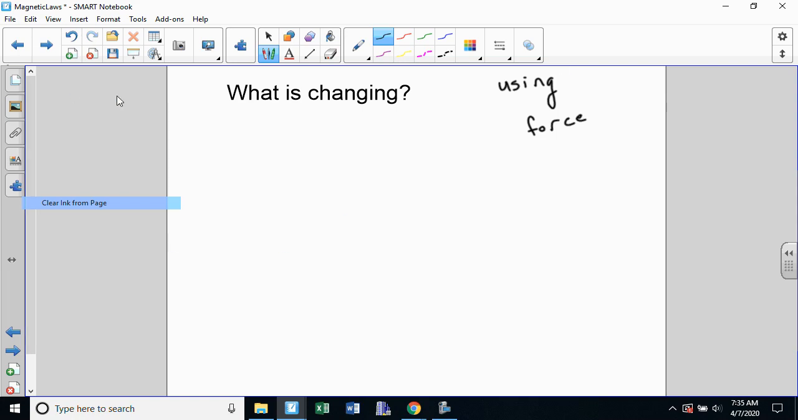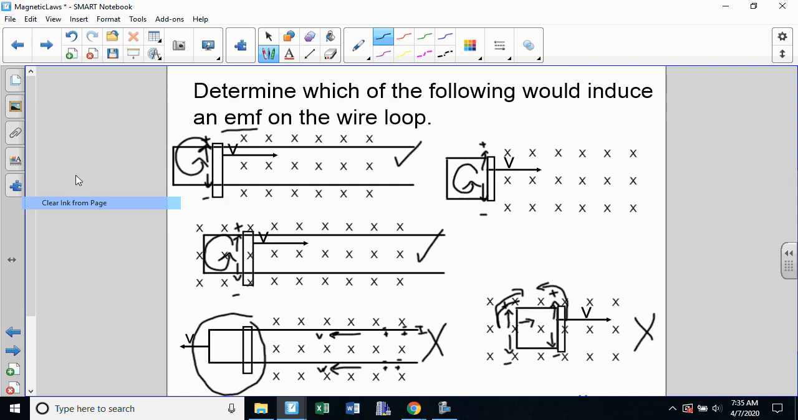So what was changing in the three examples where we did induce a current? Well, in this particular case, as the rod moved to the right, I would say that the area of the closed loop was changing. The area of the closed loop was getting bigger as this rod moved to the right. Same thing was happening here. The area was getting larger as this conducting rod moved to the right.